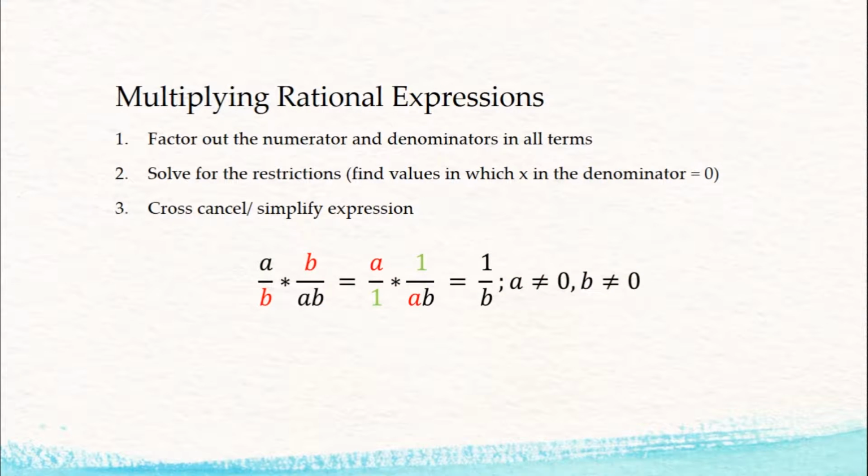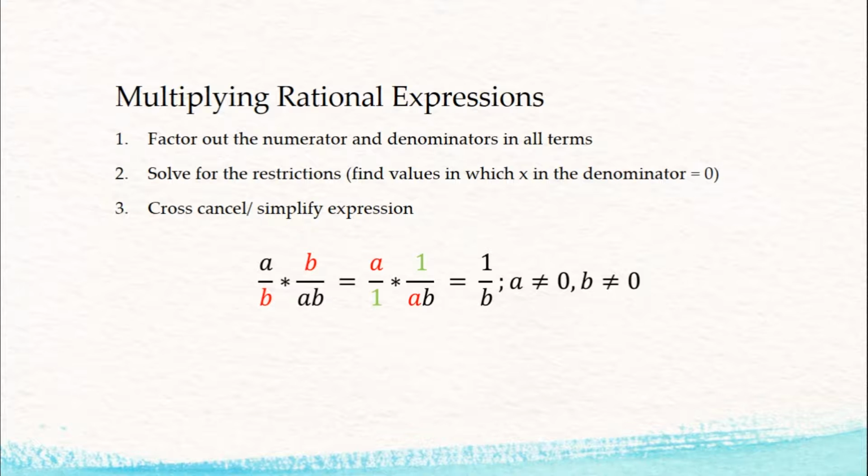Let's start with multiplying rational expressions. The first thing you want to do is factor the numerator and the denominator. After that, you want to find the restrictions, so the places where the denominator is zero, where x cannot equal something because it would make the equation undefined. And then you want to cross cancel and simplify the expression.